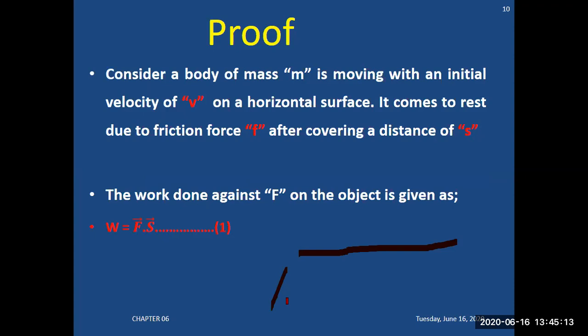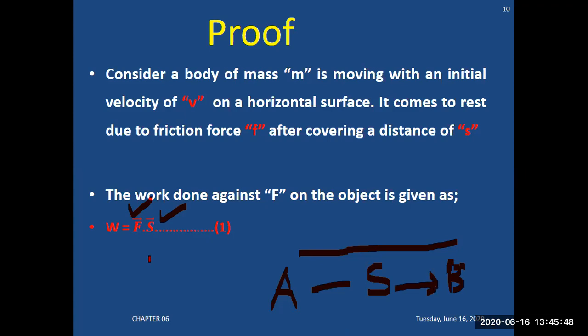Suppose this one is a place A and there is another place B. You have applied a force on an object and you have displaced it from A to B. That is, you have done some work, and this amount of work done is equal to the force F you applied multiplied by the displacement S.